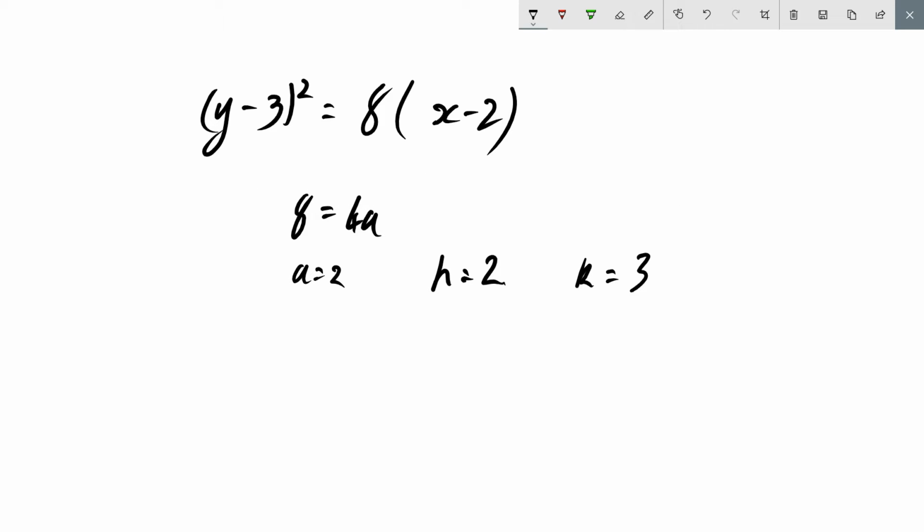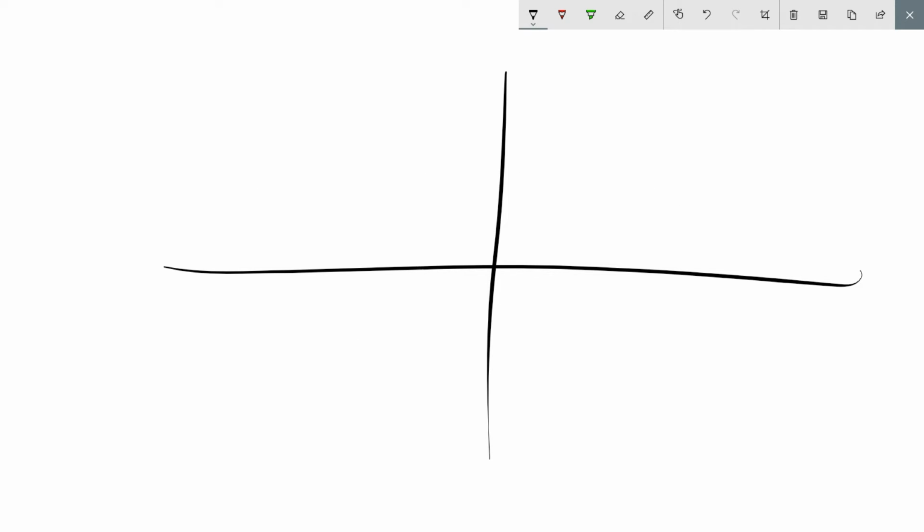With that in mind, we can now sketch. Here's our xy plane. First, let's put in our vertex. So our vertex is going to be h comma k. So 2 across and 3 up. Let's say that's around about there. There's our vertex. Now we need to find our focus. And our focus is going to be a plus h. So our a value is 2, h is 2, 2 plus 2 is 4. So let's find, there's 4 there. We need the same y value as our vertex, so that's our vertical shift, just 3. So here is our focus.